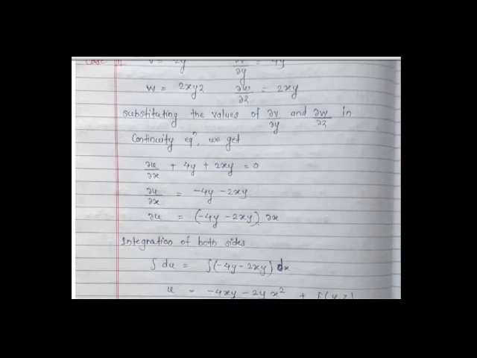Now substitute these two values in the continuity equation. The continuity equation is ∂u/∂x + ∂v/∂y + ∂w/∂z = 0. Instead of ∂v/∂y we write 4y, plus instead of ∂w/∂z we write 2xy, so 4y + 2xy is equal to 0. Then ∂u/∂x is equal to minus 4y minus 2xy.